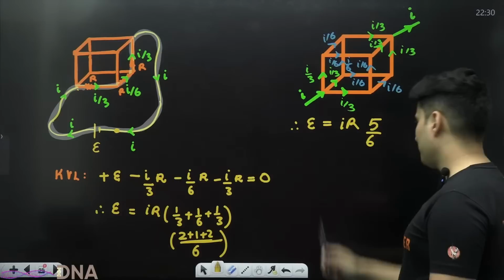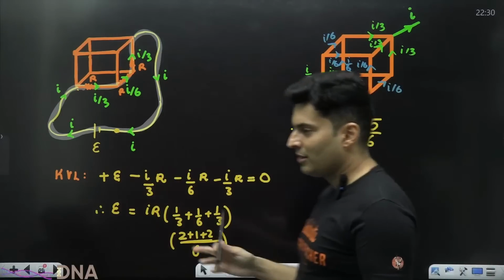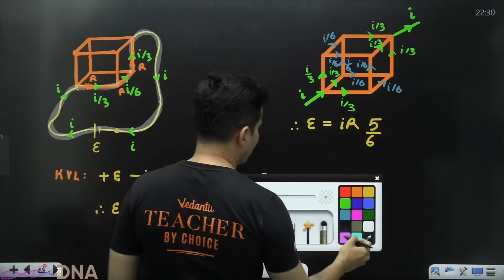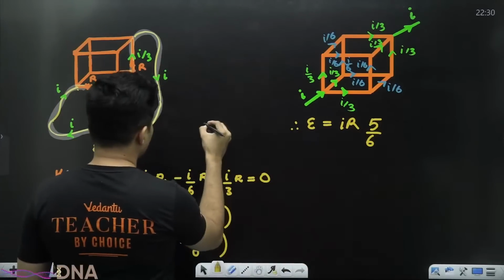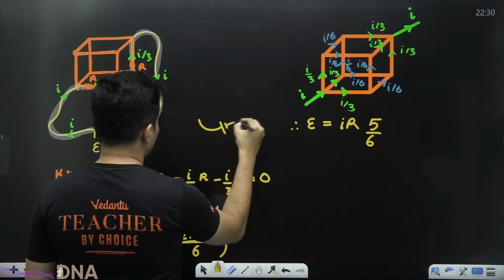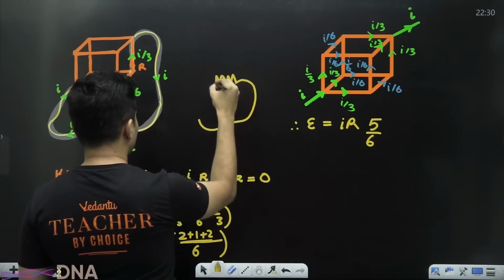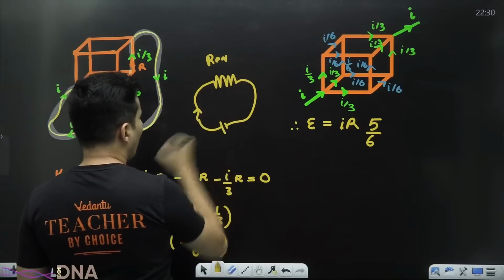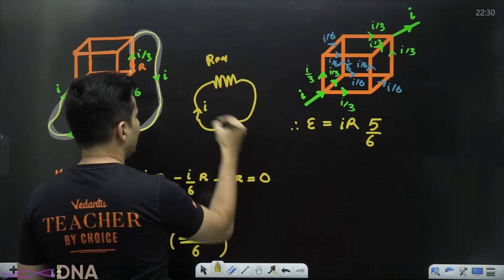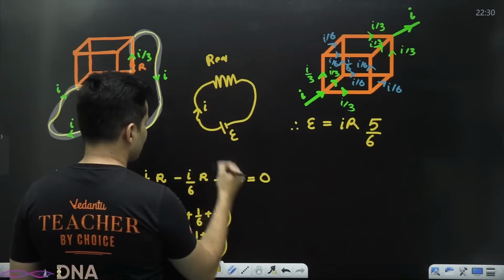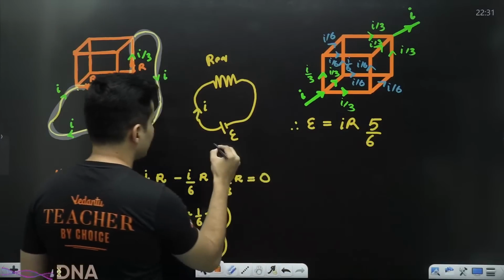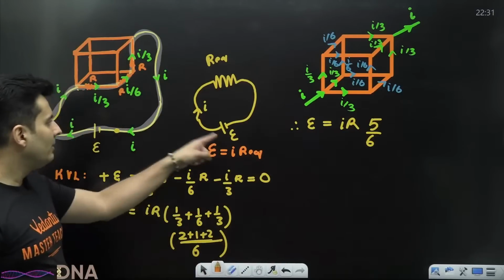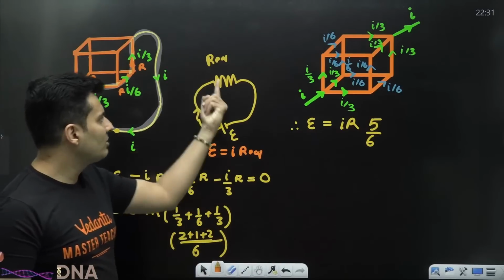Now you might say, okay sir, fine, you got this. What will you do with this? Just imagine instead of this complex circuit, what you had was just this battery and just one single resistance, which I call the equivalent resistance. How will the current, voltage and resistance be related? Obviously, like this: E will be equal to I into R equivalent, if there was one resistance.